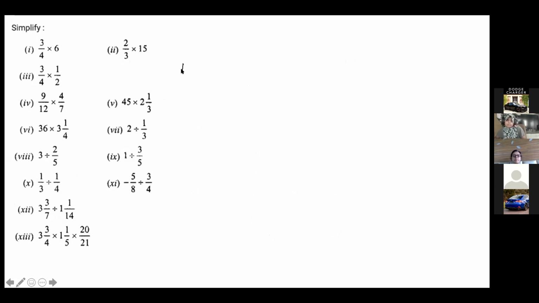12th question. Ma'am, in the 12th one, we will first convert it into an improper fraction and then solve it. What is 7 3s? Tell me. 24 upon 7 divided by 15 upon 14. Ma'am, divided by 15 or by 5? 15 upon 14. Okay, I've written the question correctly.